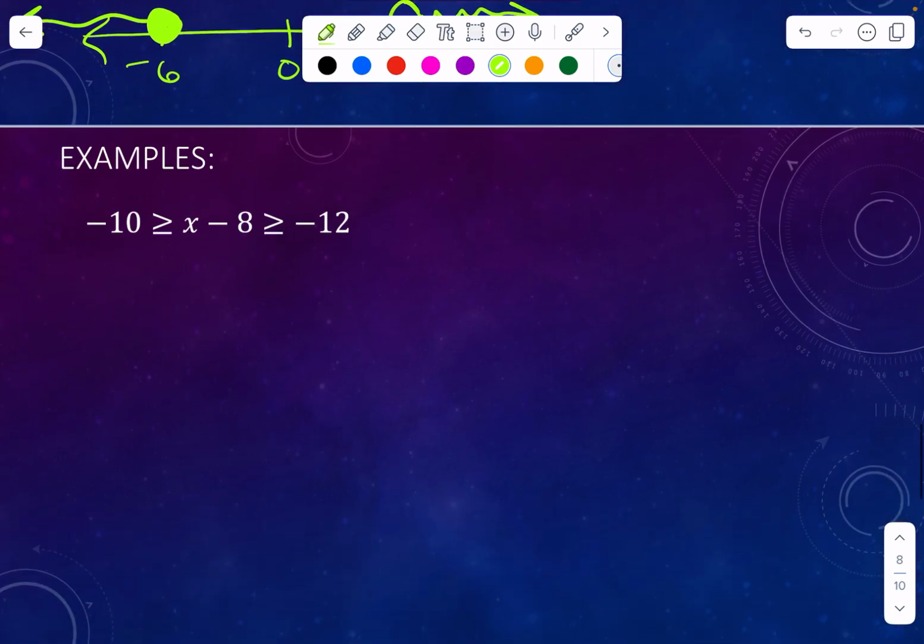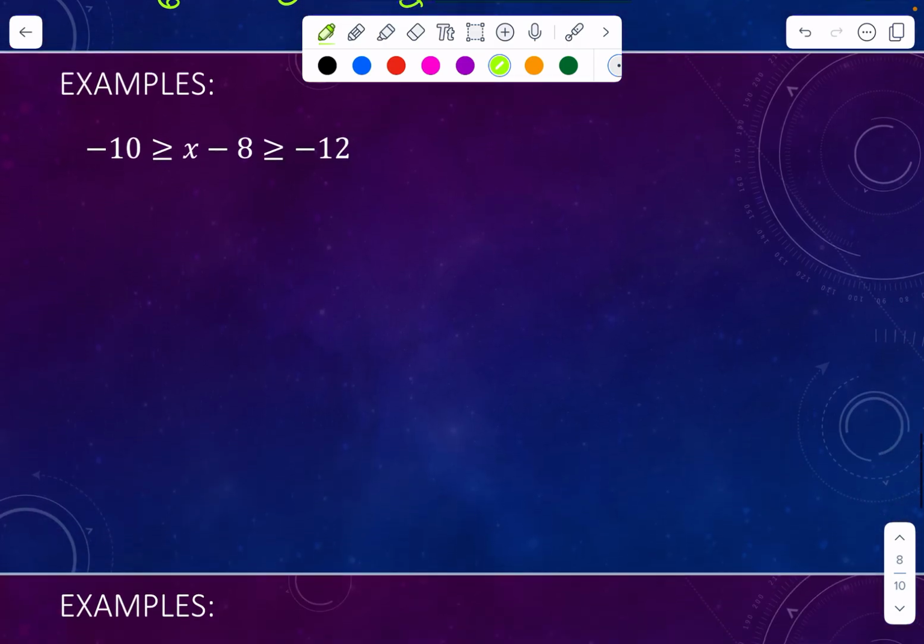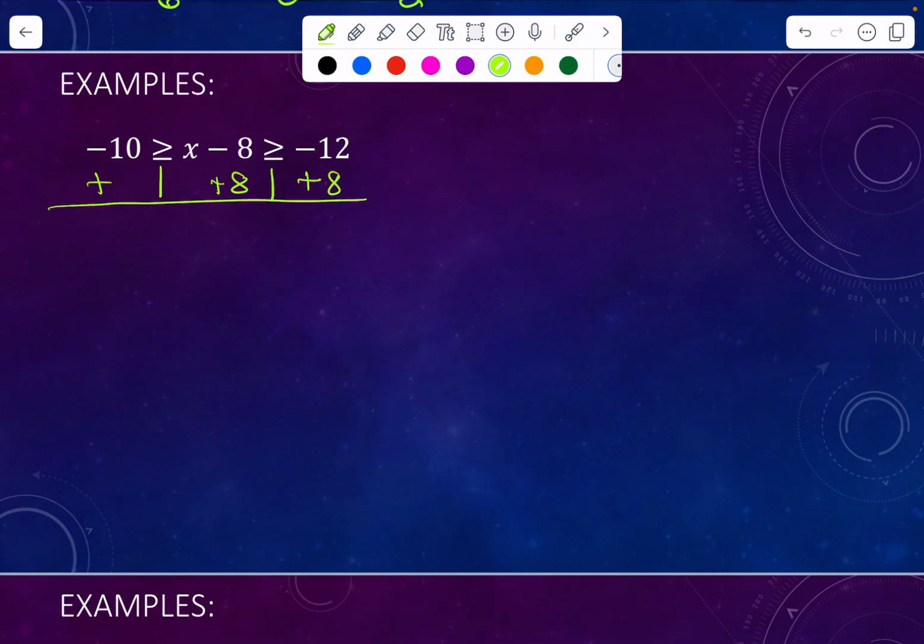All right, now let's try an AND statement. So when we look at this problem, remember this is an AND statement. So I'm going to start off. Now, it looks kind of weird, but whatever we do to the middle, we do to both outsides. So what I'm going to do is add 8 to all of them. So now that gives me negative 2 is greater than or equal to x is greater than or equal to negative 4. Okay?